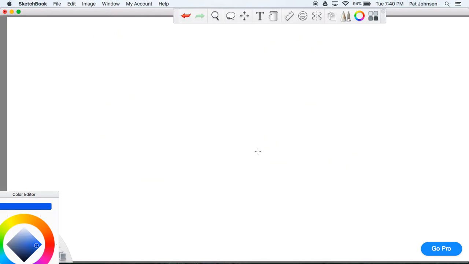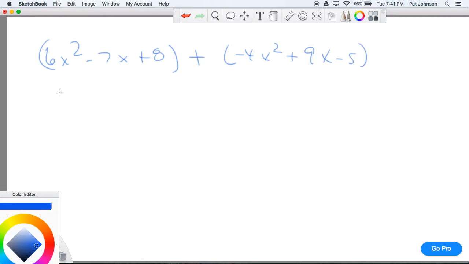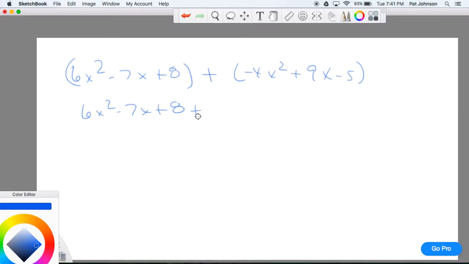All right, let's try another one. Let's look at 6x squared minus 7x plus 8 plus negative 4x squared plus 9x minus 5. So the first thing we do is break the parentheses. 6x squared minus 7x plus 8. There's nothing but positive 1, so nothing changes. This is a positive times a negative, so this simply becomes minus 4x squared plus 9x minus 5.